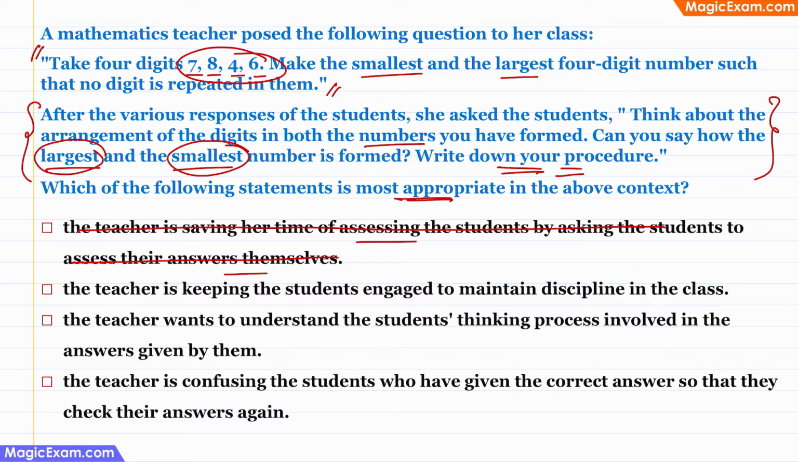And the teacher is keeping the students engaged to maintain discipline in the class. No, the teacher here is trying to teach mathematics. She is not just trying to keep the students engaged. So this cannot be an answer at all.